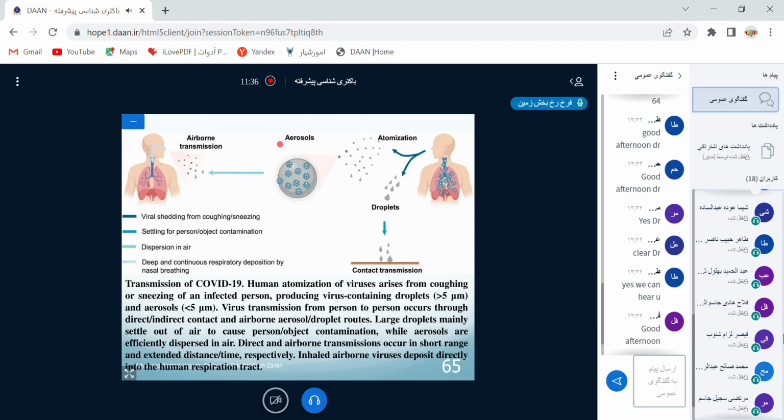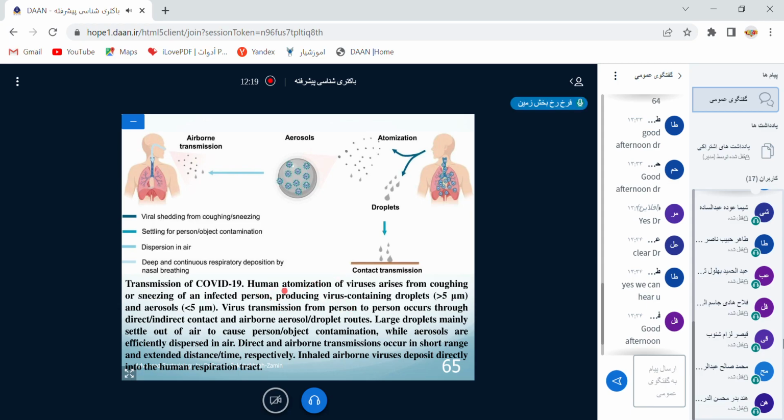So aerosols and droplets. Aerosols mostly remain in the air and transmit by inhalation to another person, but droplets mostly come down onto devices and then by contact, another person gets it on the hand or any contact, and it can be transmitted to a new person.